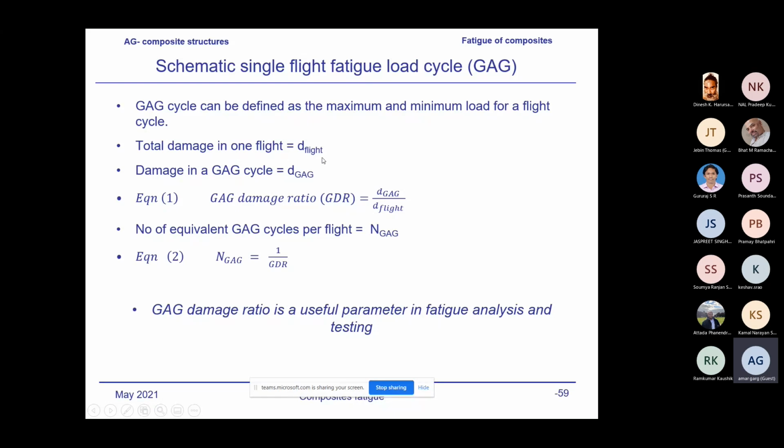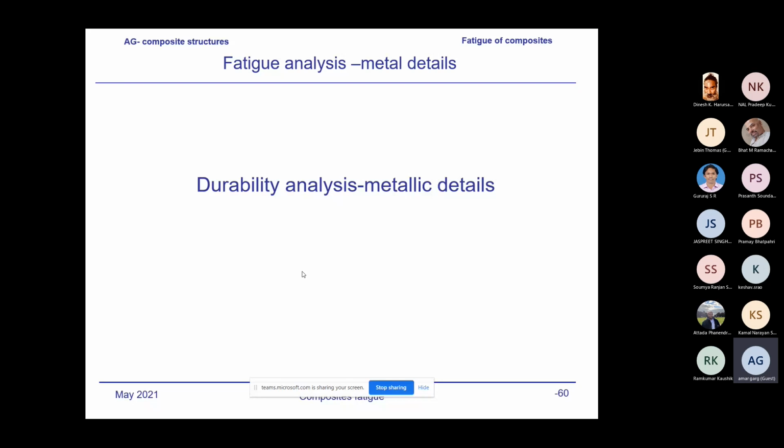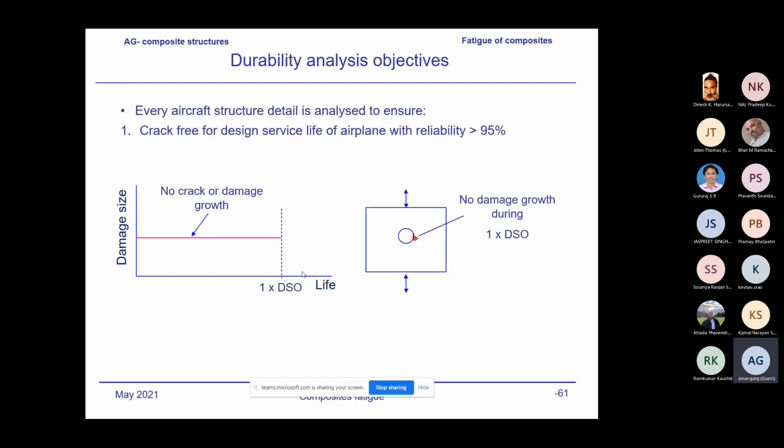Total damage in one flight is D flight. Damage in a Geg cycle is D Geg. So the Geg damage ratio is determined as D Geg divided by D flight. So the number of equivalent Geg cycles per flight, N Geg, is equal to 1 upon GDR. This is an important concept in the durability analysis or fatigue analysis. So, durability analysis of metallic details. I just want to show quickly what needs to be done here for the metal and composite. Every aircraft structure detail is analyzed to ensure a crack-free design service life on an airplane with reliability of 95%.